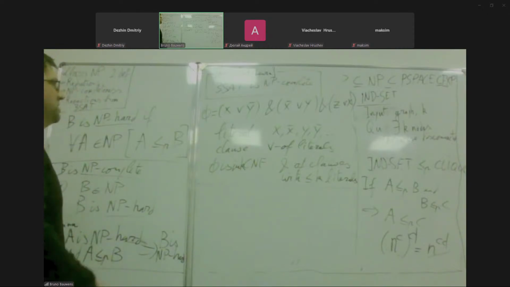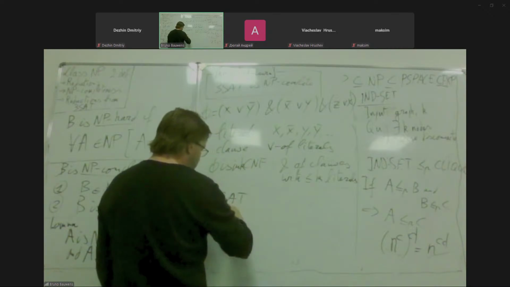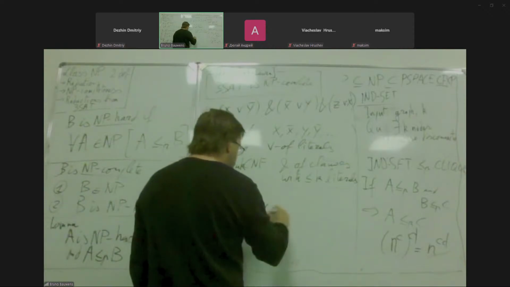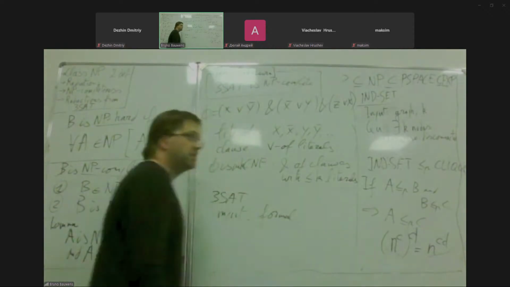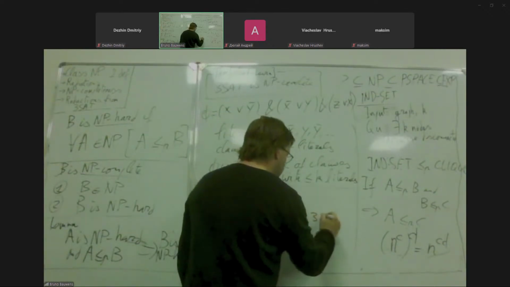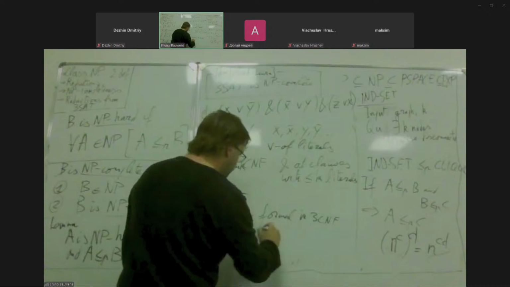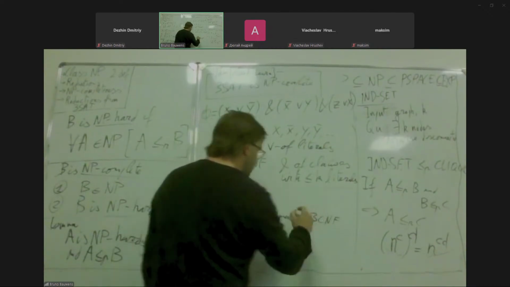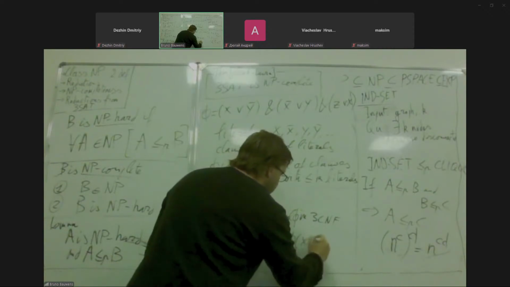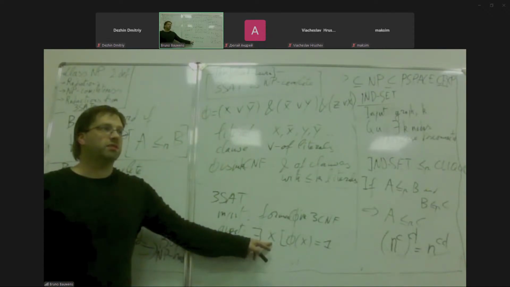Okay, but this is stupid. I should define what 3-SAT is. The 3-SAT problem's input is a formula in 3-CNF. And the question is, does there exist x such that phi of x equals 1? Here phi is a formula in 3-CNF, and x is a list of Boolean variables.